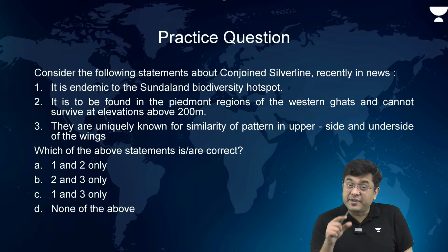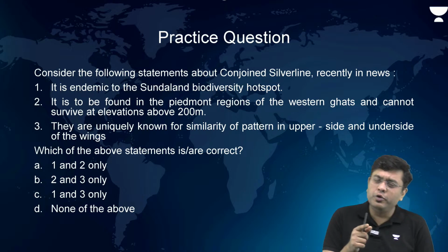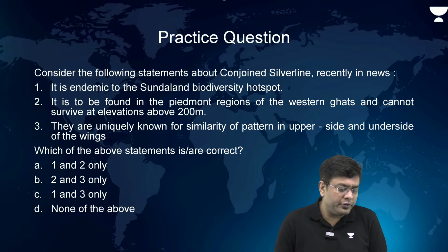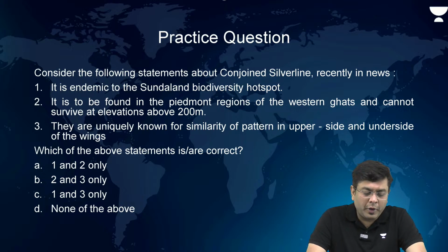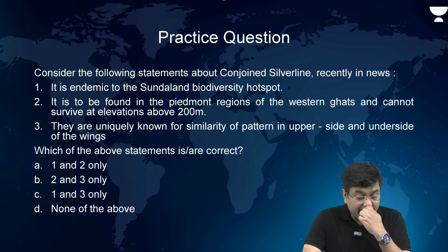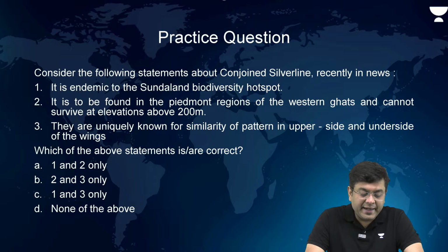Now, observe the kind of question that UPSC will throw at you when it comes to species in news. Consider the following statements about the conjoined silverline recently in news. It is endemic to the Sundaland biodiversity hotspot. It is to be found in the Piedmont zone of the Western Ghats and cannot survive at elevations above 200 meters. They are uniquely known for the similarity of pattern on the upper side and underside of the wings. Which of the above statements is or are correct?